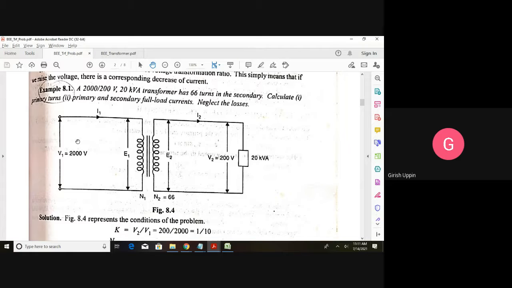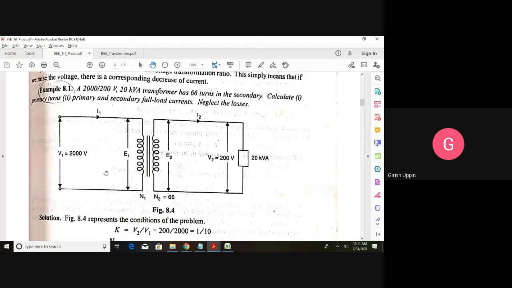On the primary side I have 2000 volt, and on the secondary I have 200 volt. Means voltage is stepping down from higher voltage to lower voltage. Similarly, the number of turns will also decrease. When they give 66 turns on the secondary, it means the number of turns on the primary side is higher. That is just the idea of the classification.